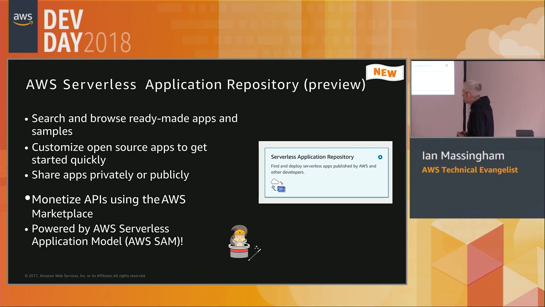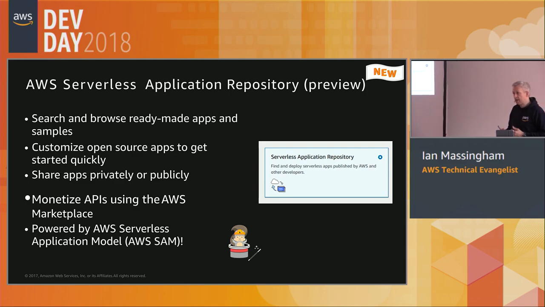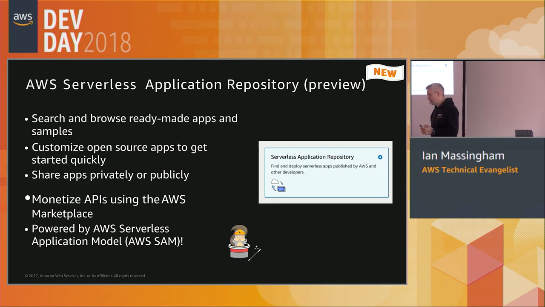You can't directly monetize within the serverless application repository today, but you can build applications that have dependencies on APIs. Okay, and those APIs can, of course, be monetized. And you can sell access to APIs now through the AWS marketplace.